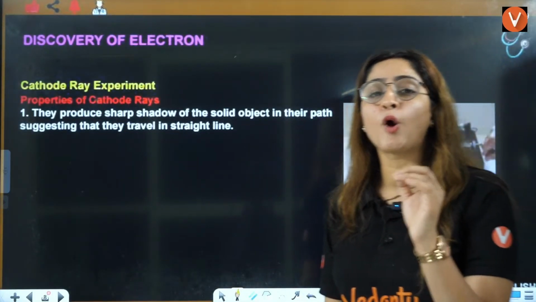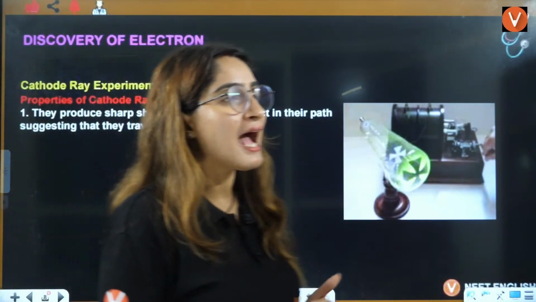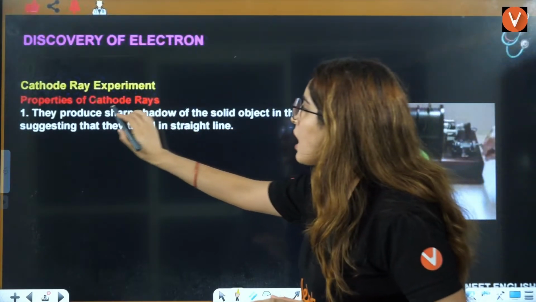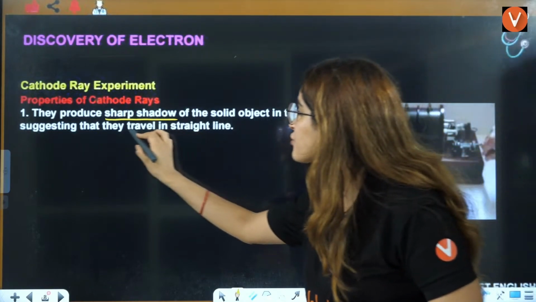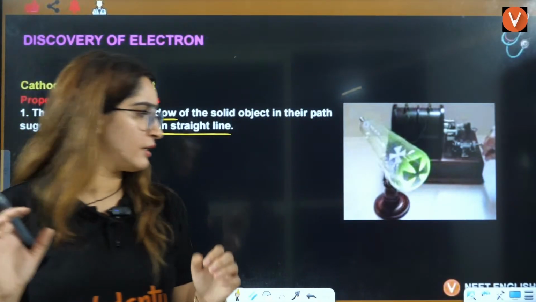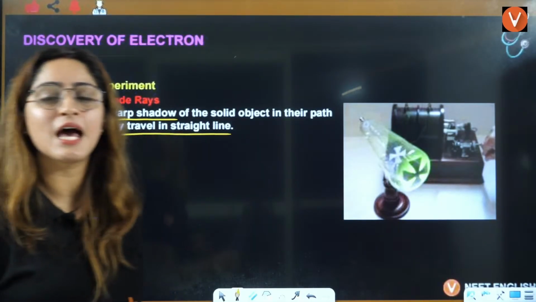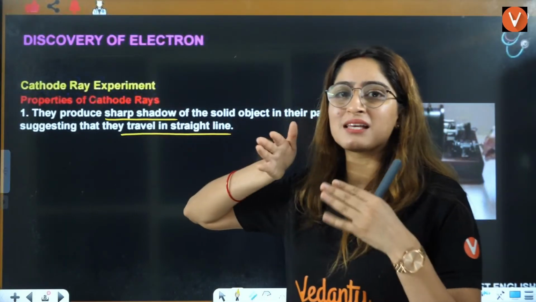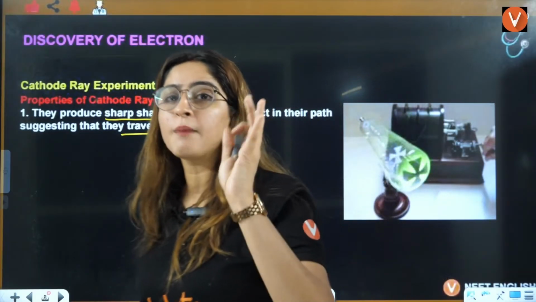Now, let's see the properties of cathode rays, right? So, first property is that it will always and always cast a shadow, right? So, produce sharp shadow of the solid object in their path, suggesting that they travel in a straight line. So, this you must have learned in your earlier classes, that whenever some particle is traveling in a straight line, that particle can have a sharp shadow.